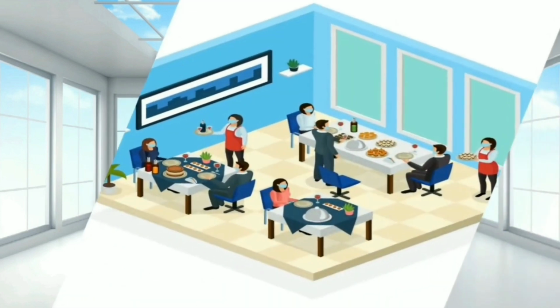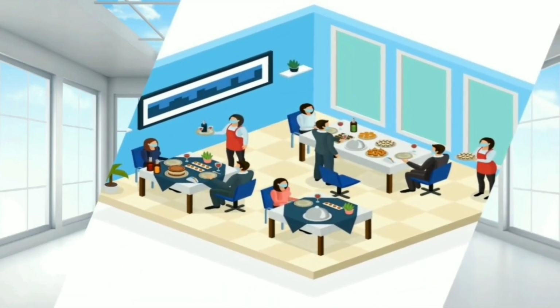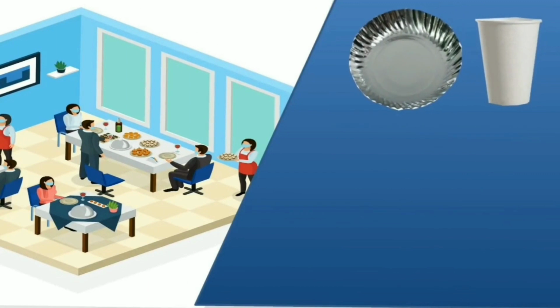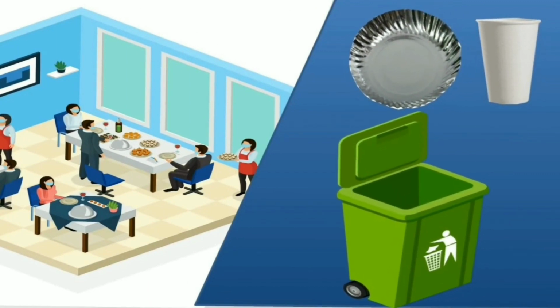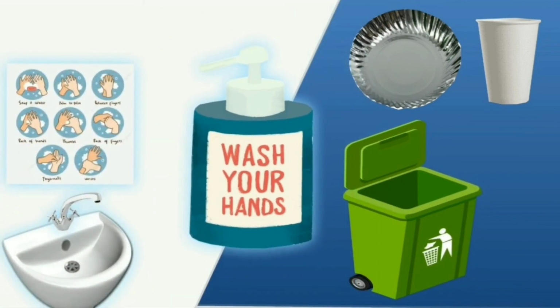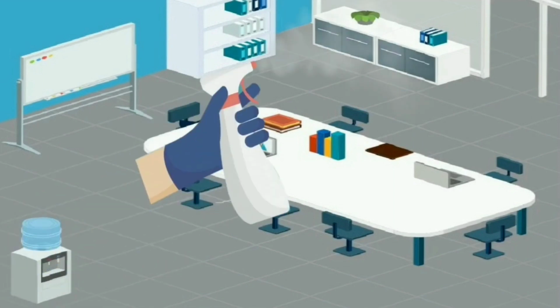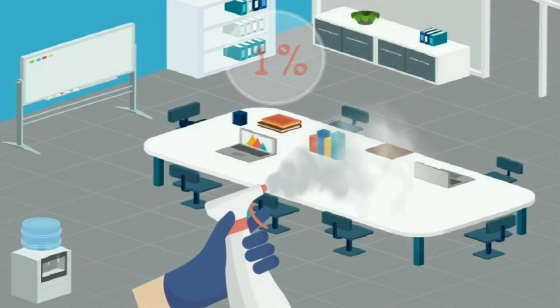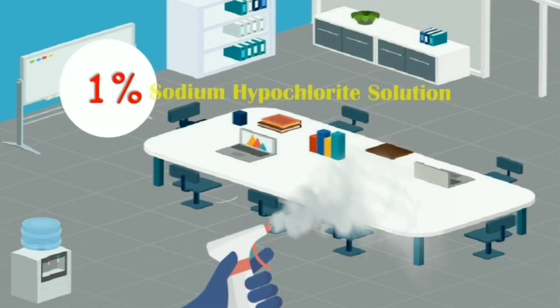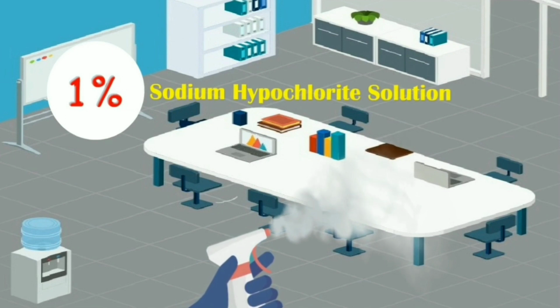Lunch breaks are made feasible to avoid overcrowding. Prefer disposable plates and glasses. Ensure food trash cans are in place. Display poster of hand washing steps at all the wash basins. Periodic disinfection can be done with 1% sodium hypochlorite solution during lunch break.